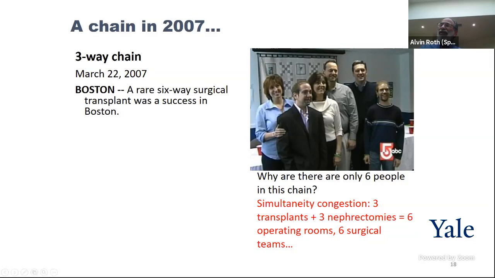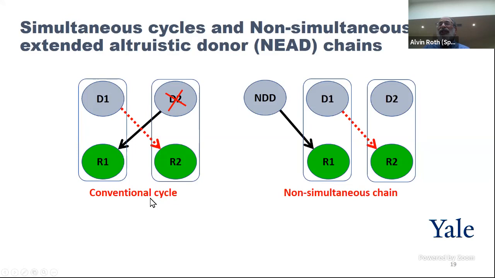But the question is, if we have a non-directed donor, do we really need to do all these simultaneously? Because the reason we do conventional cycles simultaneously is, supposing instead, this is a counterfactual, we did them first one day and then the next day. Well, on the first day, the donor from pair two might successfully give to the recipient in pair one. And on the second day, something might go wrong. For whatever reason, donor one doesn't give to the recipient two. Well, pair two has really been harmed because they had a surgery that didn't help them and they no longer have a kidney. So when we do the next round of kidney exchange, they won't be able to participate.